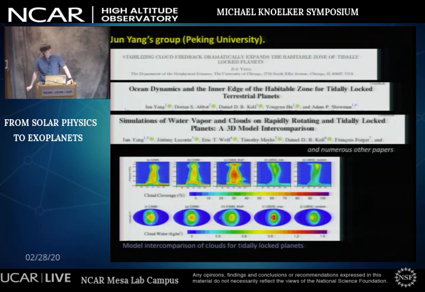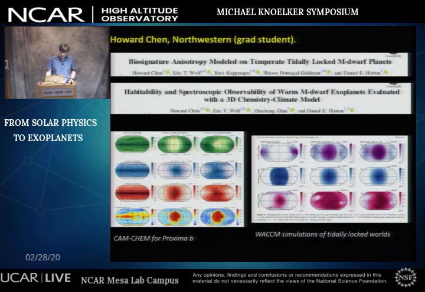Jun Yang's group at Peking University, Jun was a postdoc with Dorian. So he uses an earlier version, I think he used CCSM rather than CESM. But his calling card of research is he uses the dynamic ocean model feature in CCSM to study planets, and also organized, I think, the first exoplanet intercomparison, with the plot shown at the bottom, trying to compare relative humidity and clouds amongst the different codes.